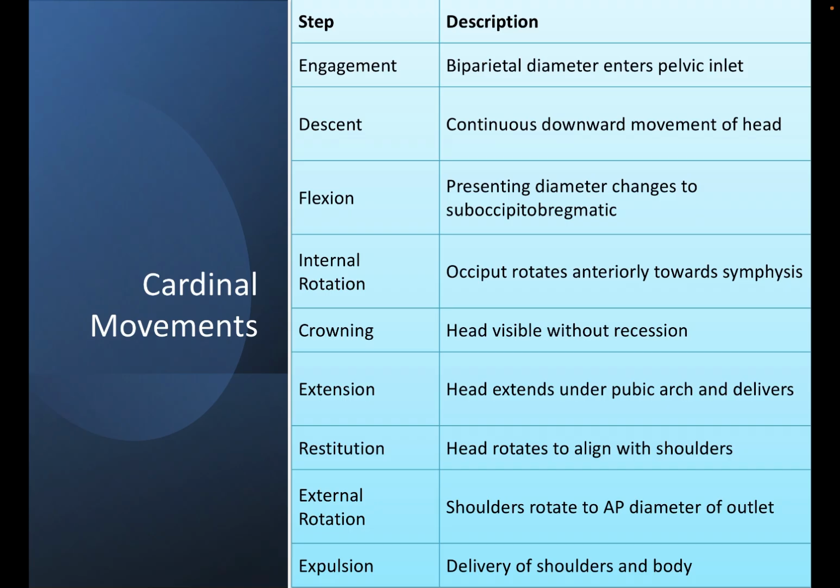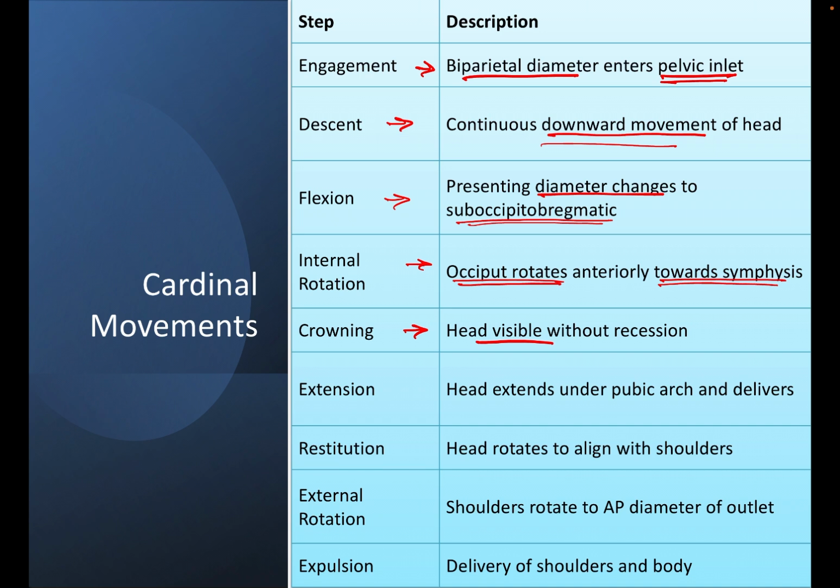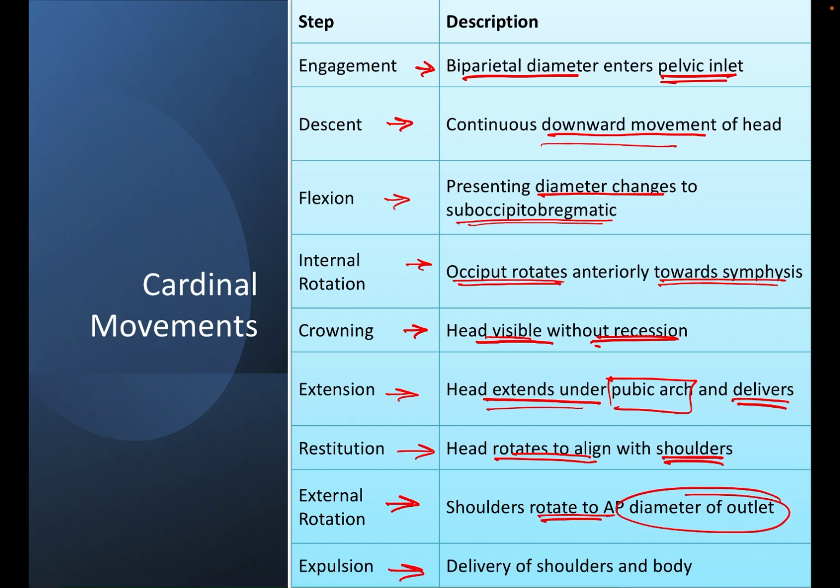So, the cardinal movements include engagement, wherein the biparietal diameter enters the pelvic inlet, followed by descent, continuous downward movement of the head, with flexion, where the presenting diameter changes to suboccipitobregmatic, followed by internal rotation, where the occiput rotates anteriorly towards the symphysis, crowning, head visible without any recession, and extension, where the head extends under the pubic arch and delivers. Followed by restitution, where the head rotates to align with the shoulders, and external rotation, where shoulders rotate to the AP diameter of the outlet. Expulsion, wherein the delivery of the shoulders and the body is complete.